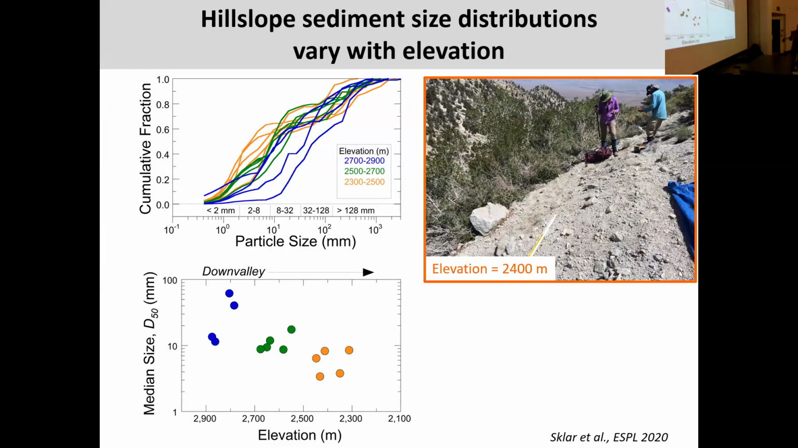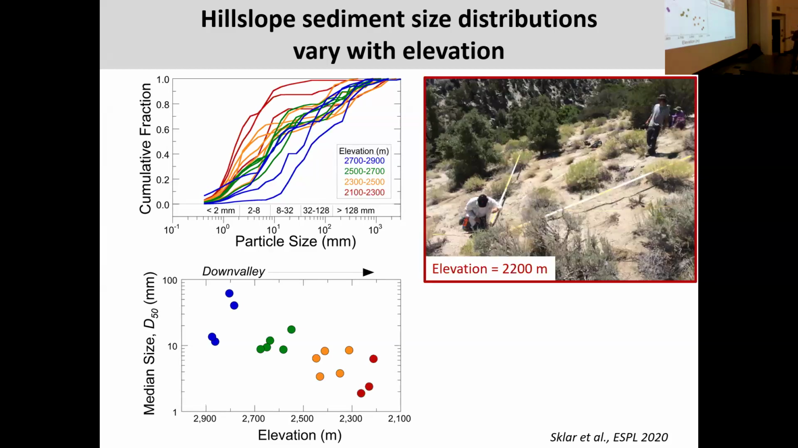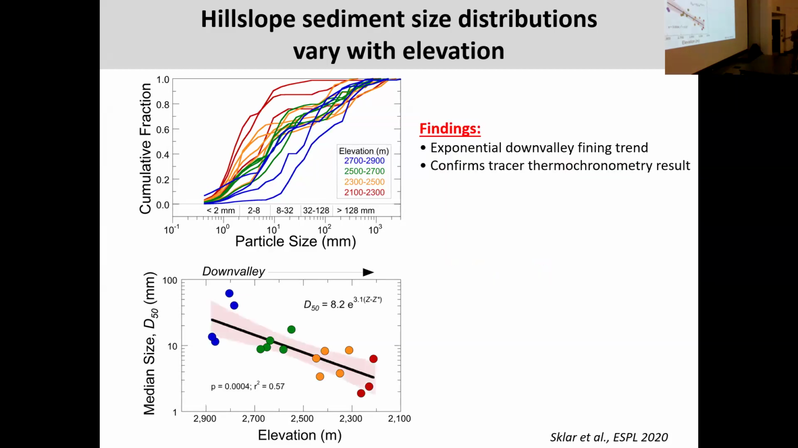A safer environment to be in. And all the way down near the bottom, another 200 meters down, it's finer still. And so we can fit a relationship to this, and sure enough, it's a very robust exponential decay in the particle size that we infer is what's being produced at these locations as you move downstream. And so this is consistent with that result from the thermochronometric data, and a nice illustration of the influence of all those factors that we went through.